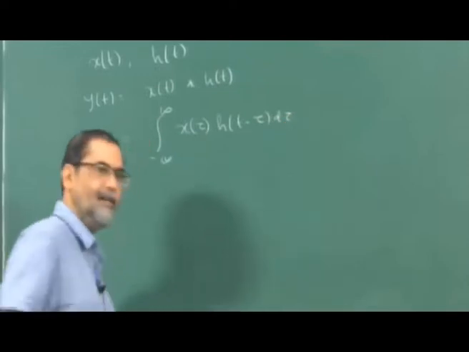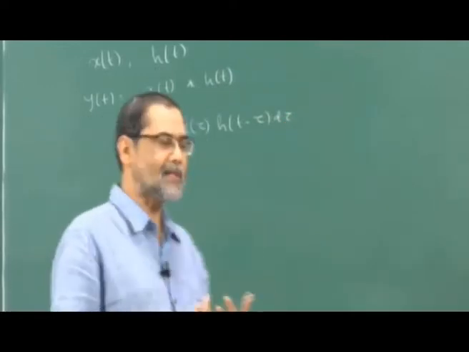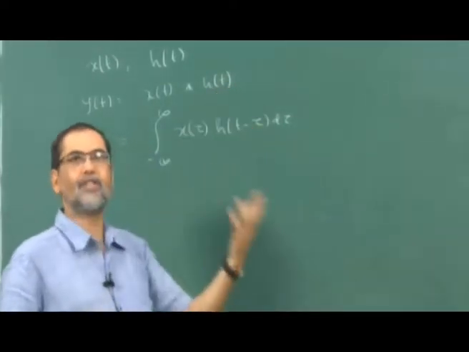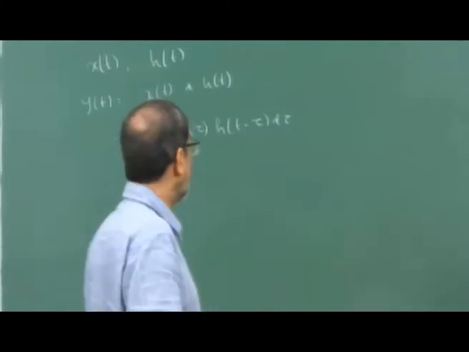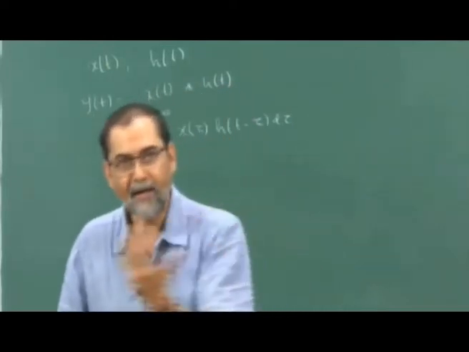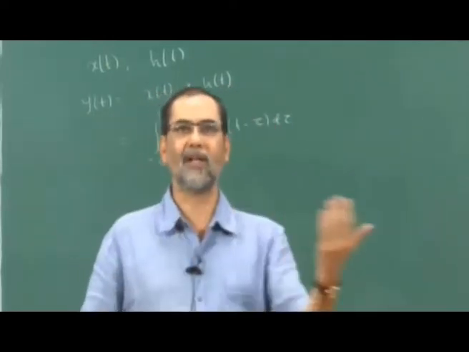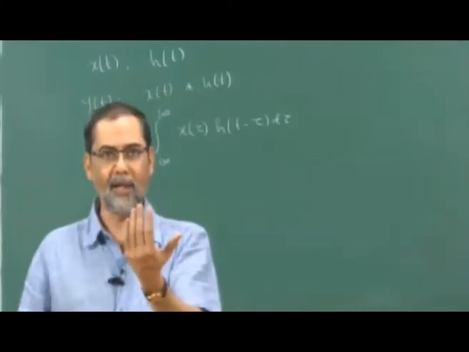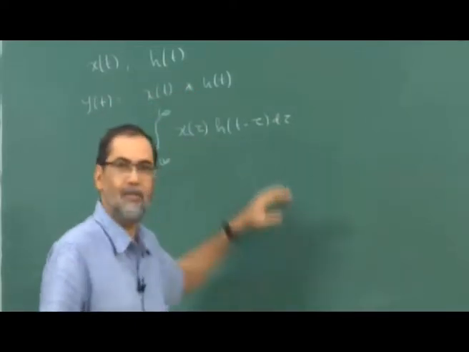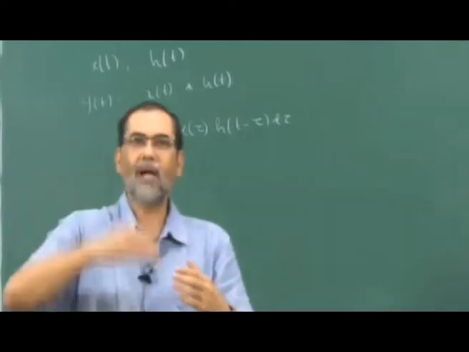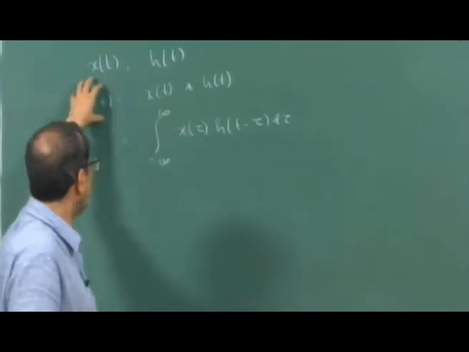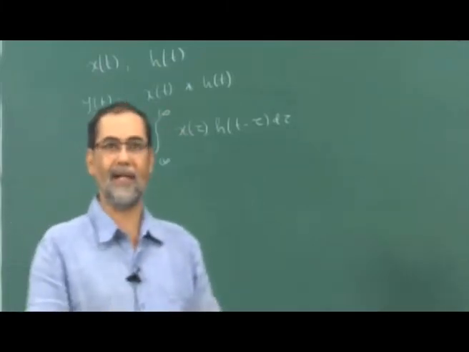So here the running variable is tau. I described this last time as taking h of t and representing it as h of tau, simply rewriting t as tau and flipping it. By flipping I get h of minus tau, and moving it to any particular t I am interested in, I find out the overlapping areas between x and h for that particular t. For the overlapping areas, find the product. Area under the product, or integration, is the value of y at that particular point in time t.